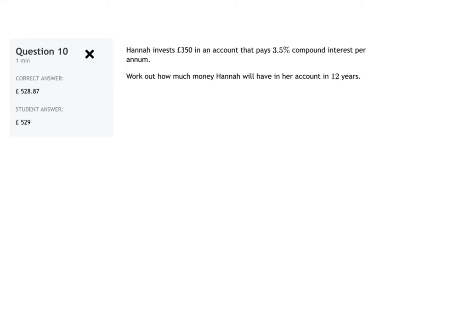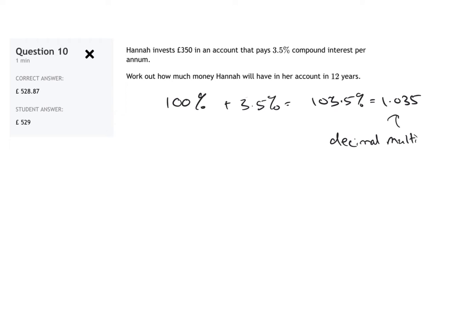So the calculation that you would do on this, you would say, well, if she's going to have 3.5% interest, you add that to the 100% you would begin with. So it's 100% plus 3.5%, which is 103.5%, which as a decimal is 1.035. That is your decimal multiplier. And this calculation you don't need to write down, you would do hopefully in your head.